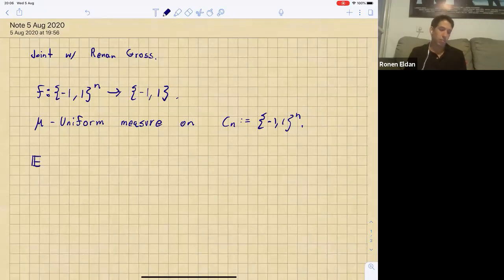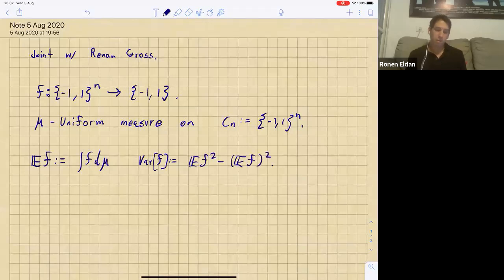Let's all agree that the expectation of f will just stand for the integral of f d mu. And the variance of f will just be the expectation of f squared minus the expectation of f, squared. Since f is a Boolean function, this first term is always 1, right? So that's our way to measure global oscillation.